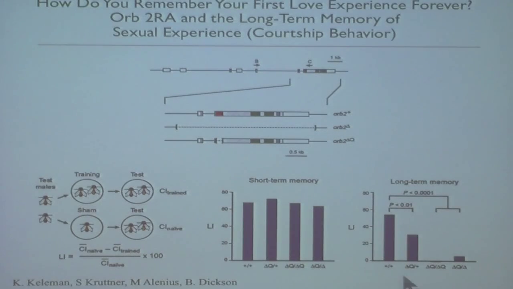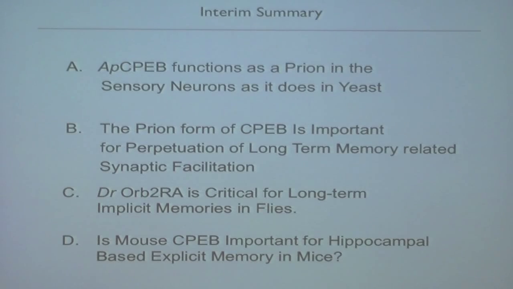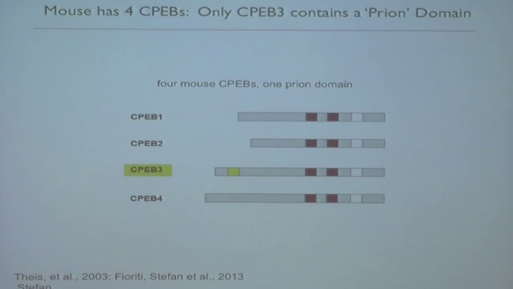And this experiment was carried out by Barry Dickson. Karolinska has now continued with this and shown this very elegantly. What about the mouse? What about real animals, mammals? Turns out that in the mouse, and in you, you have not only one CPEB, you have 4 isoforms of CPEB. But only one of them, CPEB3, has a prion domain.